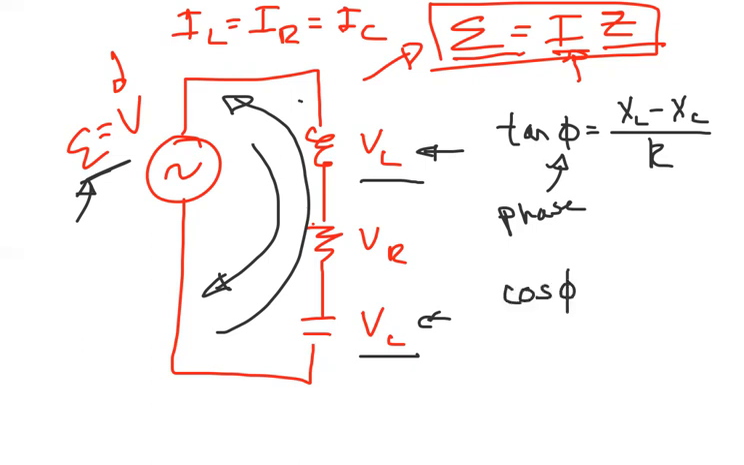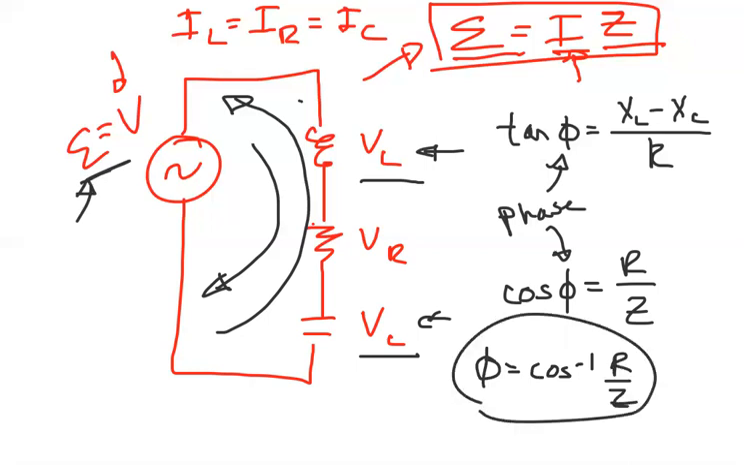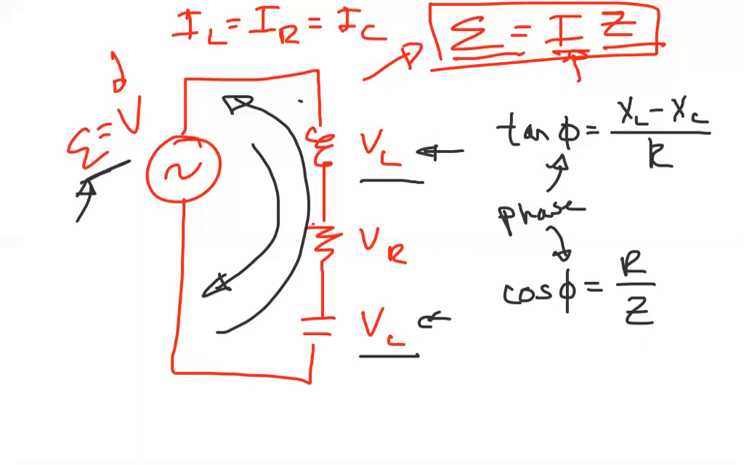Just like the power factor. The power factor also includes the phase difference. The phi in that tan theta and the phi in this cosine theta, they're the same number. So you can get this number 2 different ways. If you know R and Z, you can do inverse cosine of R over Z to get the phase difference. Sorry, not power factor, I meant the phase difference.